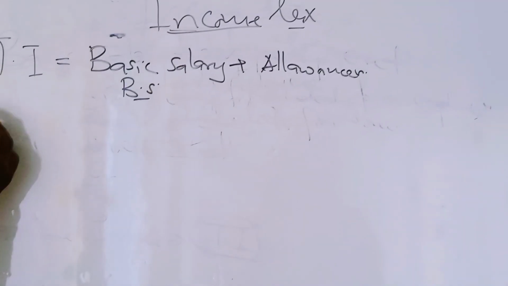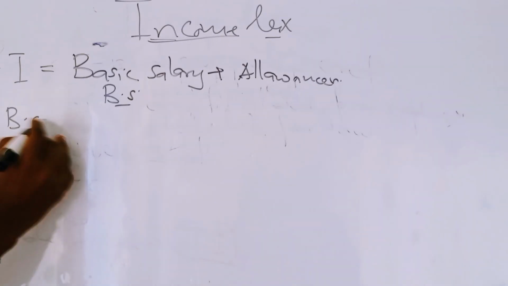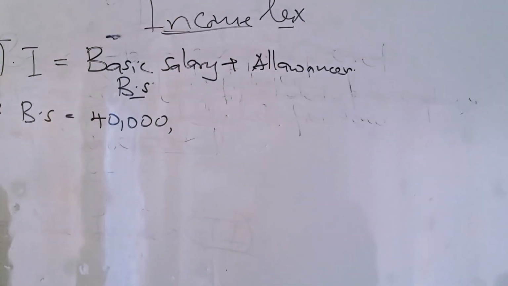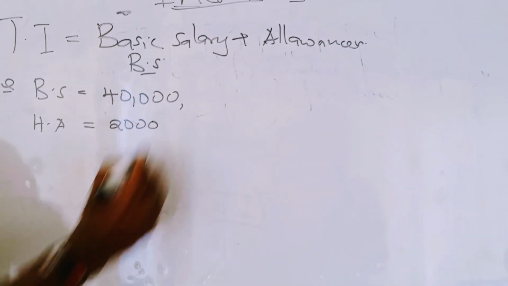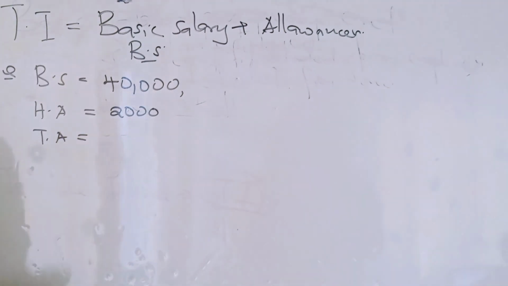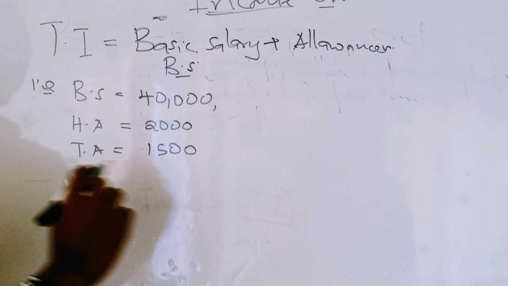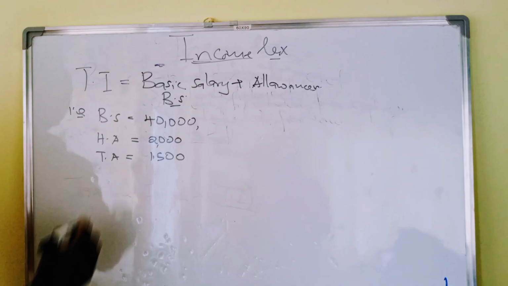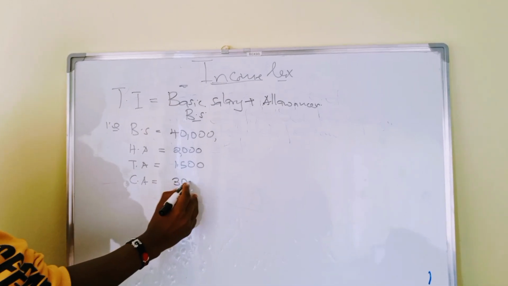For example, let me think of an employee who earns a basic salary of 40,000 a month. This person is given a house allowance of 2,000 a month. The same person is given a transport allowance of 1,500 a month. And for example, let's say this person is a secretary and has to make crucial calls for the office. We assume this person is given a communication allowance of about 3,000 a month.